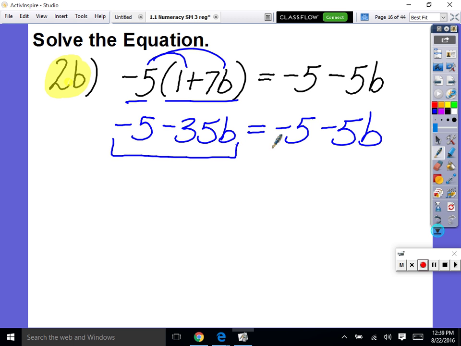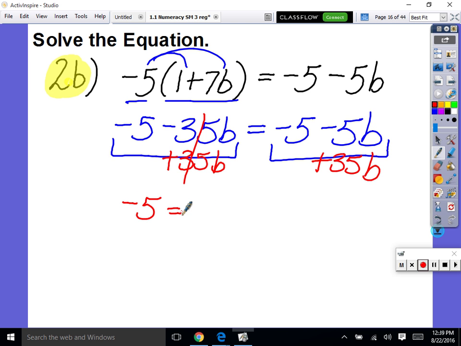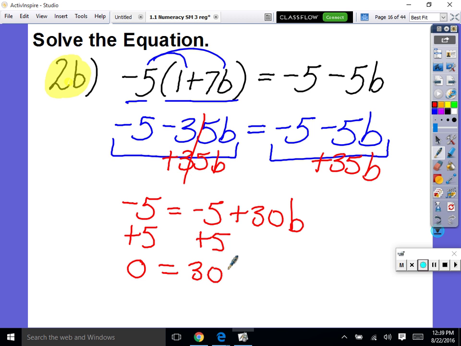Now over here, there's nothing more to combine. So now we want to combine our b's, but you can't just float them together, so you're going to use inverses. What I'm going to do is add 35b to both sides. Over here on the left, those come out to be 0, we have negative 5 is equal to negative 5, and then we have plus 30b's, yeah? To isolate b, we're trying to get b alone, so won't we add 5? So we have 0 is equal to 30b's.